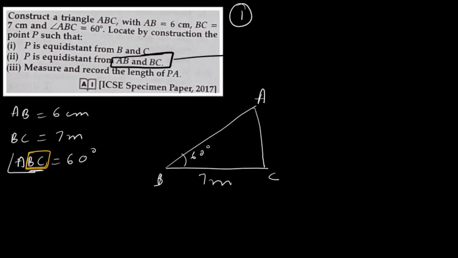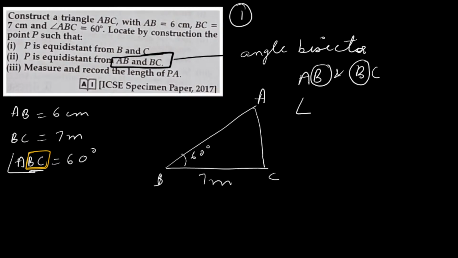That means we have to draw an angle bisector. So roughly you have to get ready what you have to do. You have to draw the locus of the point equidistant from AB and BC. In AB and BC you can see point B is common, so you have to draw the angle bisector of angle B. The angle bisector will come like this somewhere here. So this is the locus of the point equidistant from AB and BC.